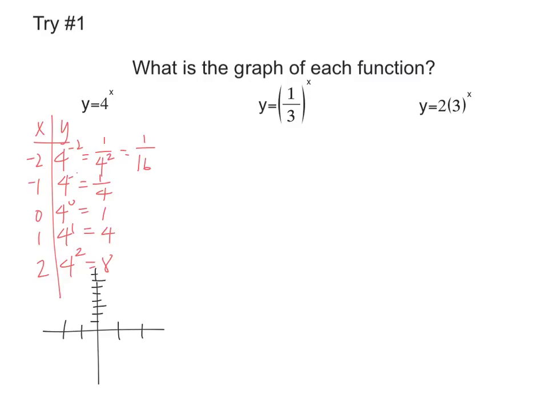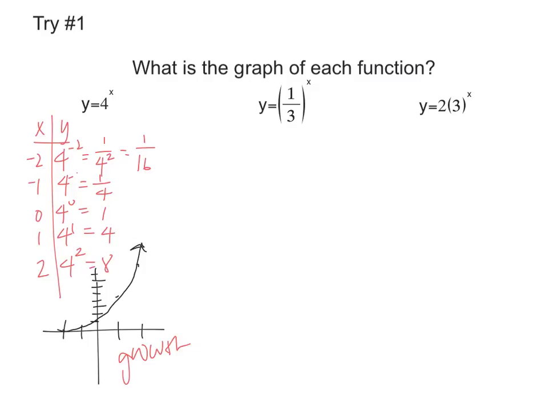Alright, so we're going to have negative 2 and 1/16 is hardly going to come above the line. Negative 1 and 1/4, just a little higher than that. 0 and 1 is here. 1 and 4 is here. And 2 and 16 is here. So this one again is an example of exponential growth.